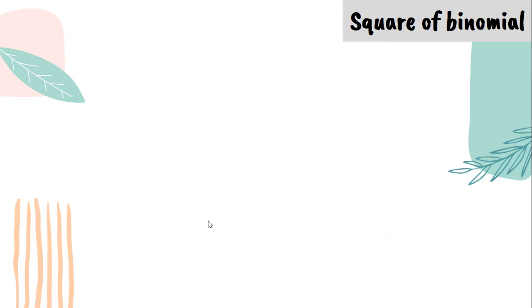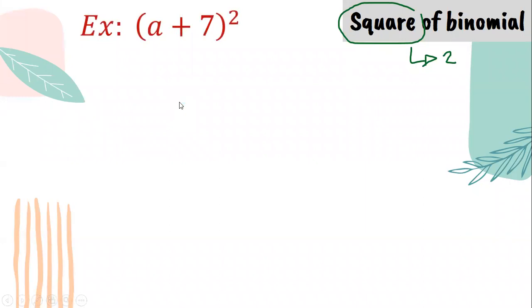Okay, so let's start the discussion for the square of binomial. Since we are talking about the square, expect that the exponent is 2. Let's start to solve example number 1. We have here a plus 7 raised to 2. Again, the square of a binomial, the exponent is 2.